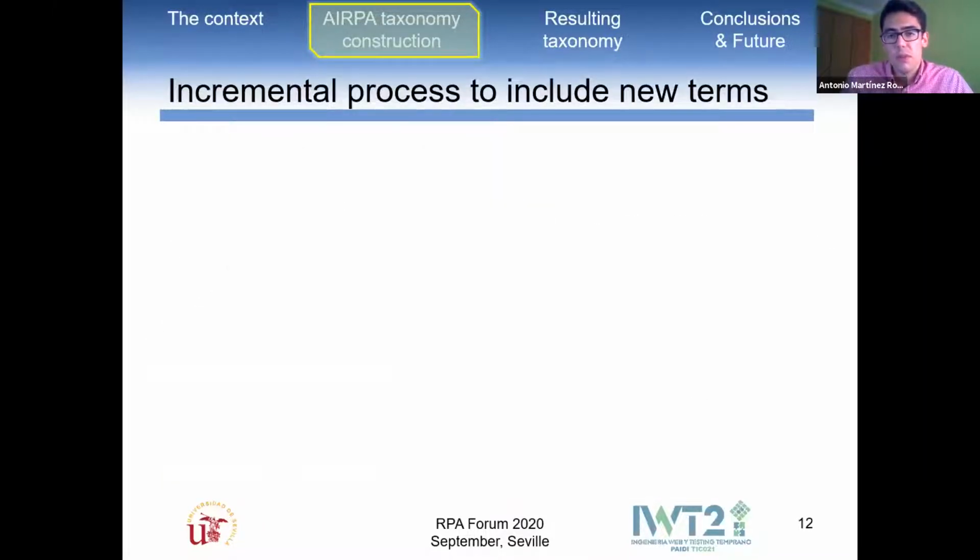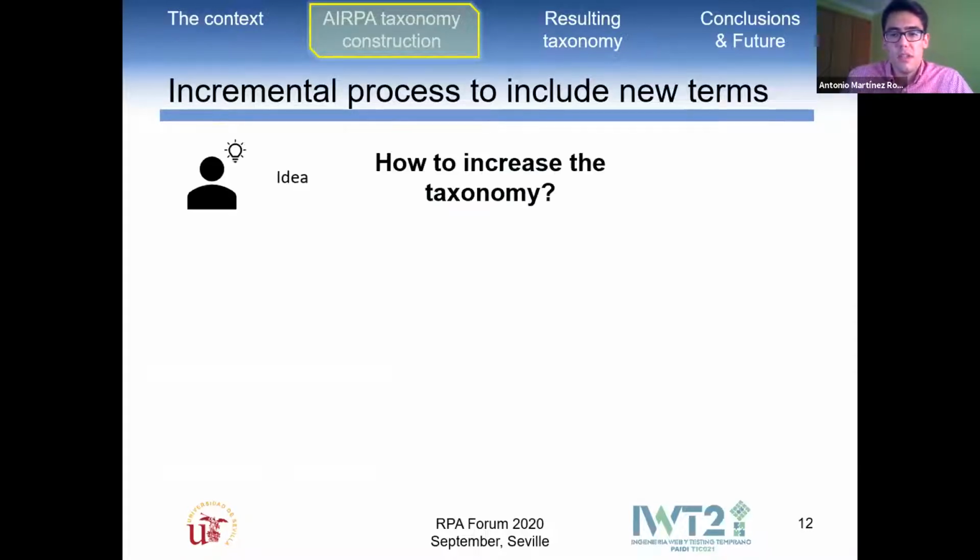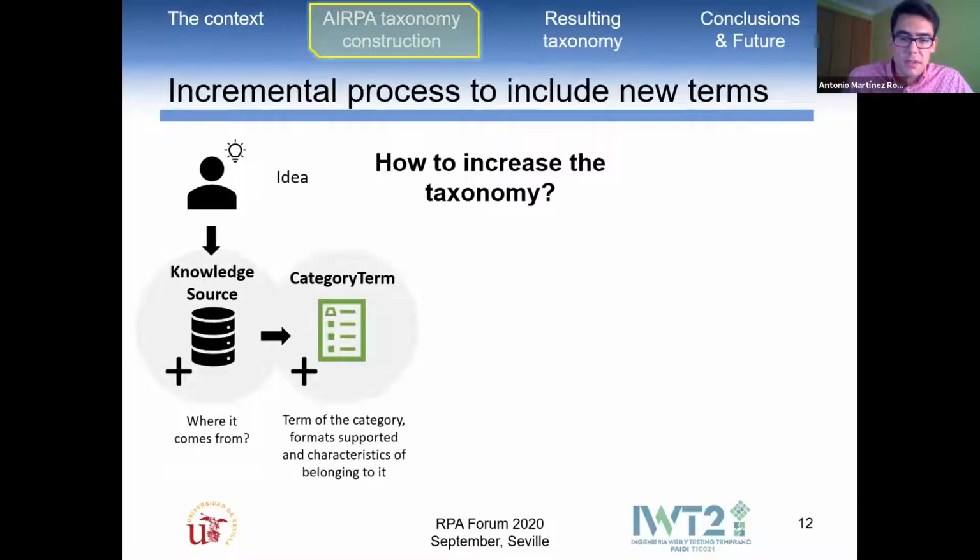What is the most important part of our taxonomy? Its incremental character and how this taxonomy increases. First, we have an idea of a new category to add to the taxonomy. Then we register the knowledge source from which it comes. Then we register the rest of the properties of the category term, that is, the term itself, the format supported, and the characteristics. Once the characteristics are defined, we have three options.